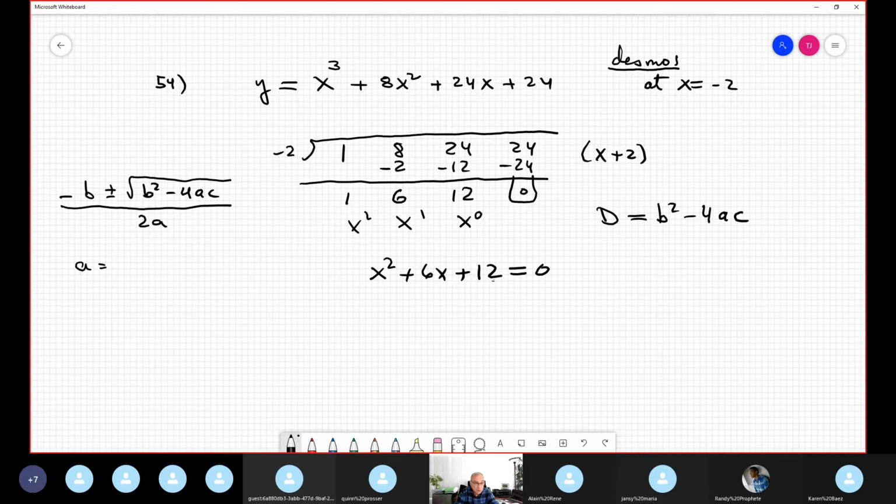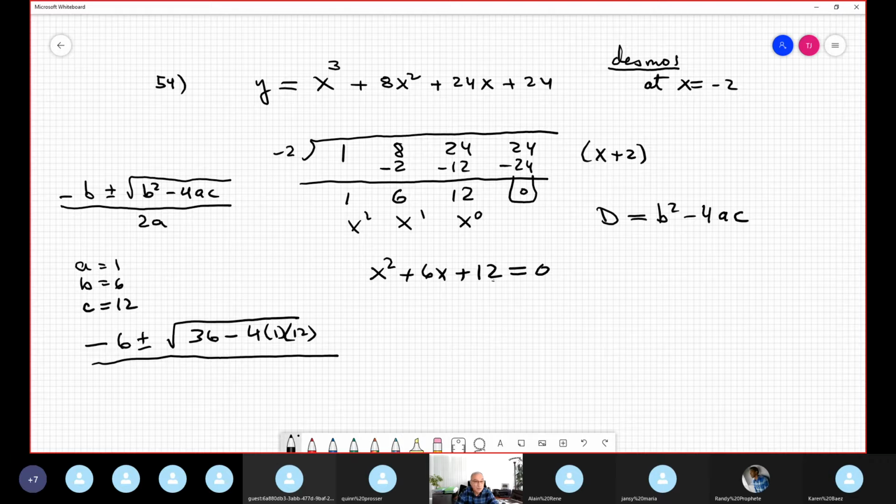So a is 1, b is 6, and c is 12. So minus 6 plus or minus the square root of b squared, which is 36, minus 4 times 1 times 12, divided by 2 times 1. Okay, let's focus on the expression inside.